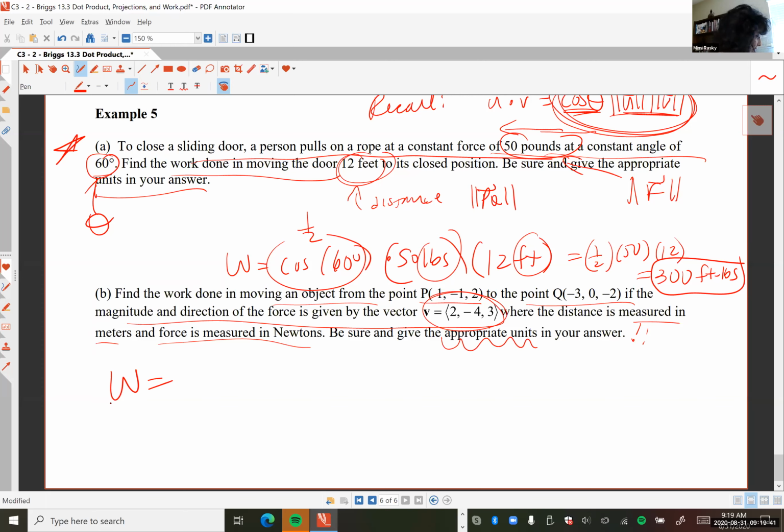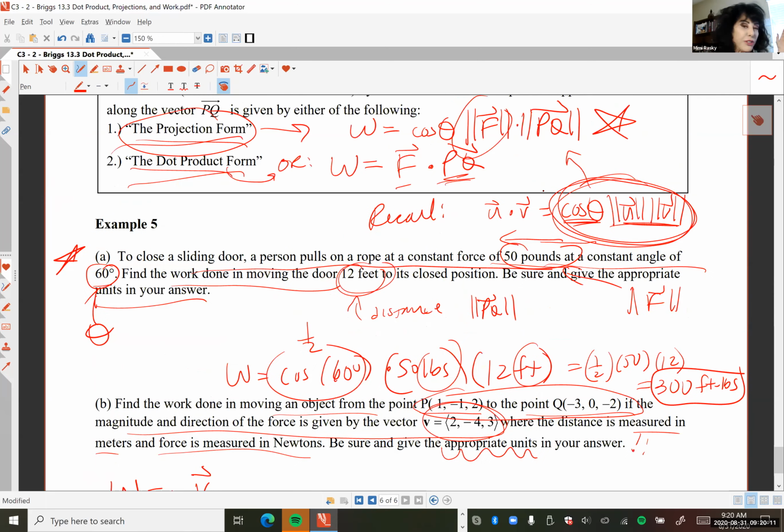So I hope this is obvious that you are going to use the dot product form, okay? But you're going to take the dot product of V, which is the force, with, do I use P or Q or neither? It's going to be Q minus P, right? You have to have a vector.